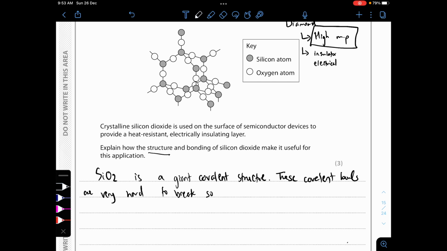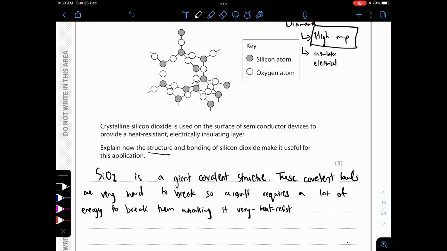So as a result, what happens? It requires a lot of energy to break them, making it very heat resistant. Okay. So we talked about the heat resistant bits.